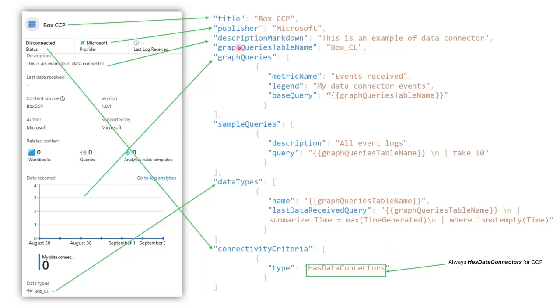Okay, as you can see here, I also use within here this parameter, graphQueriesTableName. I use it in other places, right? I just have to reference this between two curly brackets, and I'll be able to use this same table name everywhere, right? So this is to make it easier for us to use. Okay, so this is the basics.